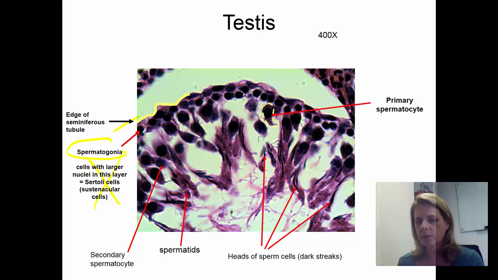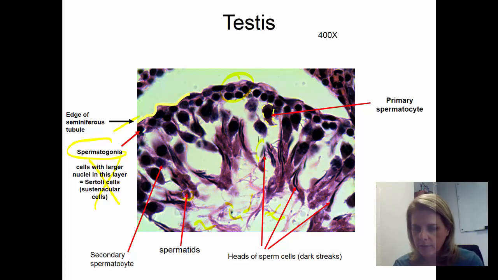Again, you should be able to identify the spermatogonia around the outside and the sperm on the inside. So here's one right here, and anything that has a little whip-like tail, basically all of these things in there are going to be sperm.